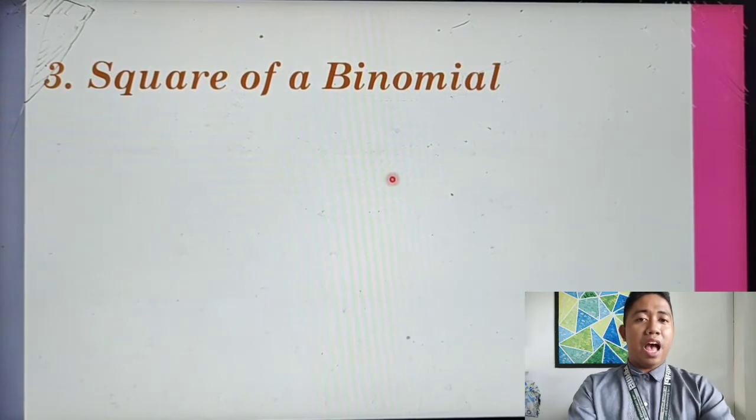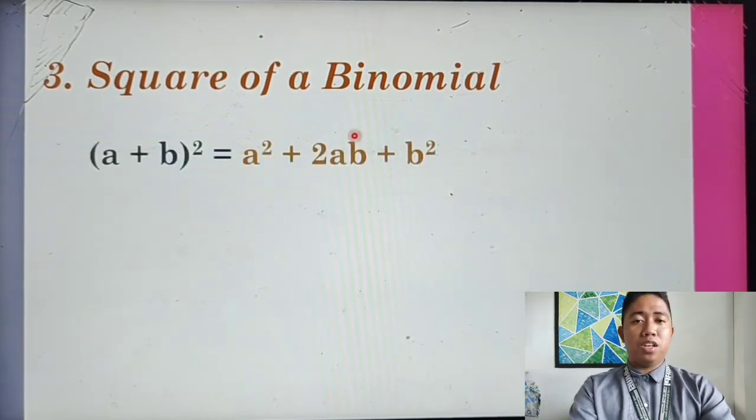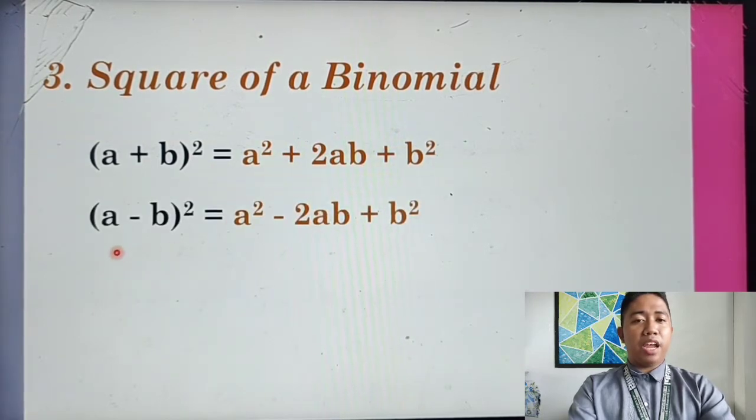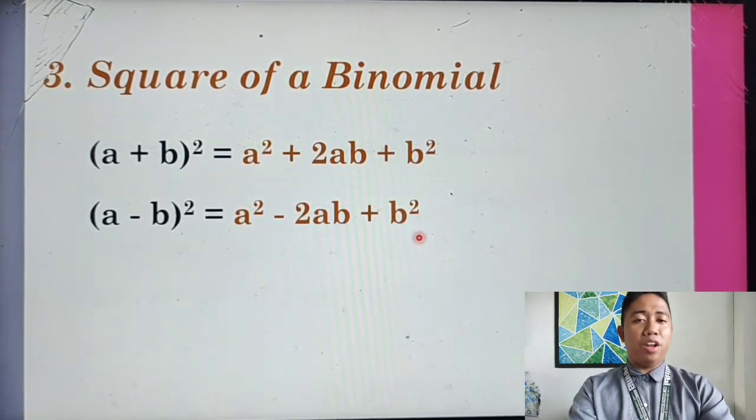Next, another special product is the square of a binomial. This special product has two forms. The quantity A plus B squared is equal to A squared plus 2AB plus B squared, and A minus B squared is equal to A squared minus 2AB plus B squared.